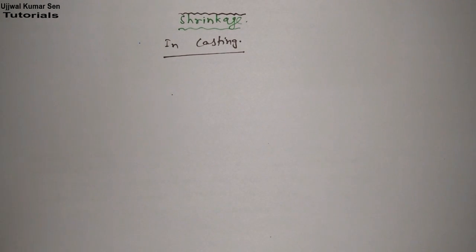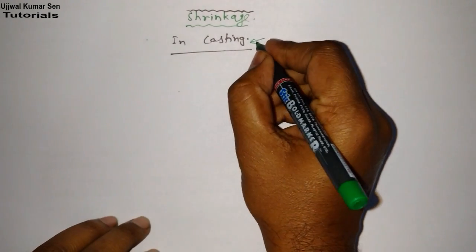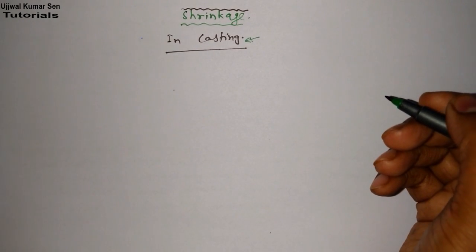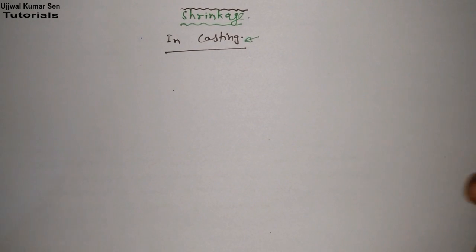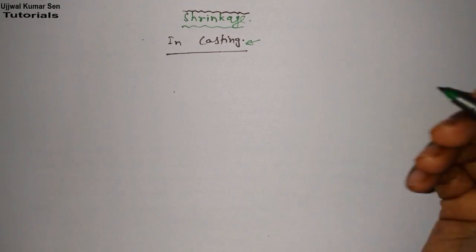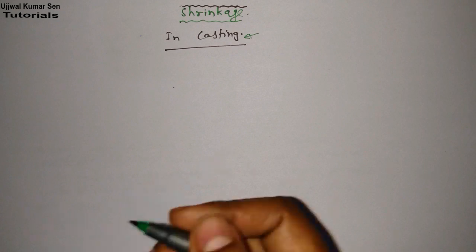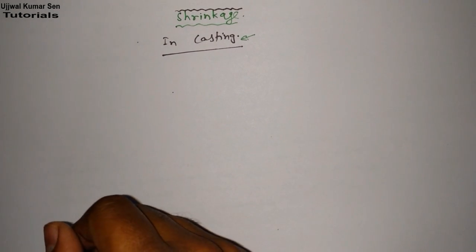In this video tutorial, I'm going to share with you shrinkage in casting. So what is shrinkage in casting? You know that we take molten metal and pour it into the mold, and then we take it out after solidification. That is known as casting. And what is shrinkage basically? Because of the casting process, there is shrinkage. That means changes will be taking place in volume.